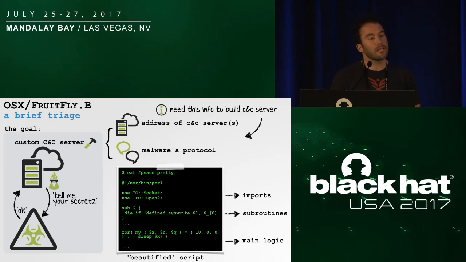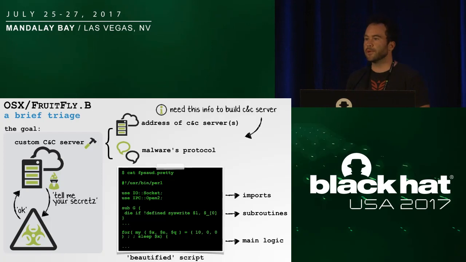As I mentioned, our goal is to build a custom command and control server. And so we need to know the address that the malware tries to connect out to, so we can place our command and control server there, at least in a lab setup. And then also understand its protocol so that we can communicate with the malware. So let's now briefly talk about triaging the script to get this information.